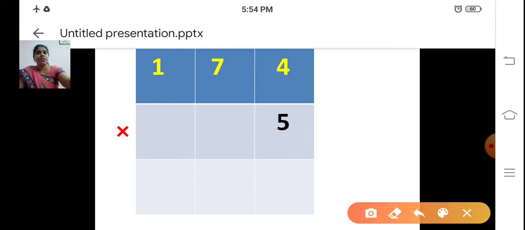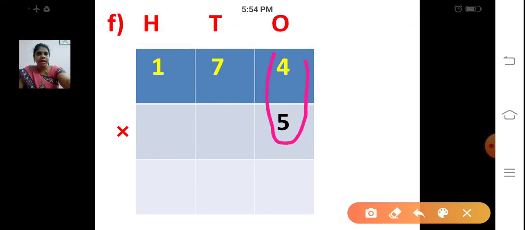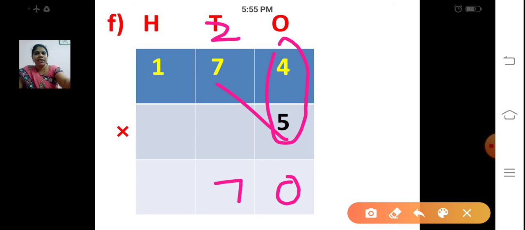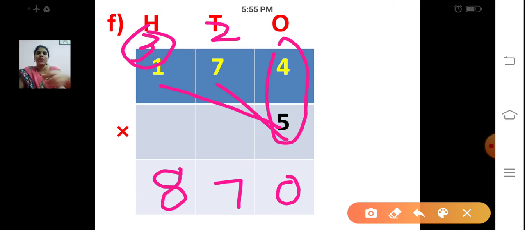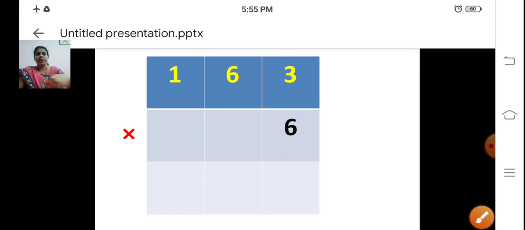We'll see one more time. 4 5s are 20. First, we are going to multiply these two. 4 5s are 20. 0. 2 will be carried over here. Then 7 5s are 35. 36, 37. 7. 3 will be carried over. Next, 1 5s are 5. 6, 7, 8. Don't forget to add the carry over part. So, the answer is 870.